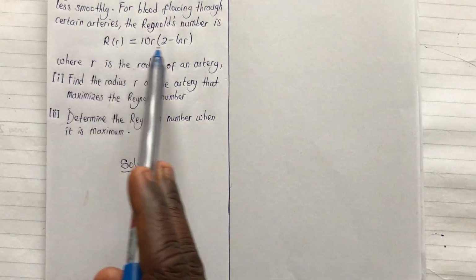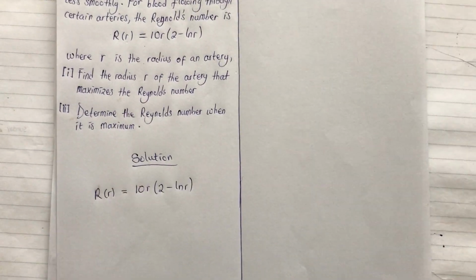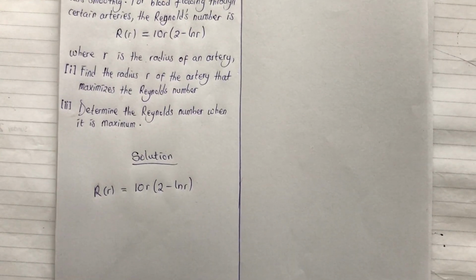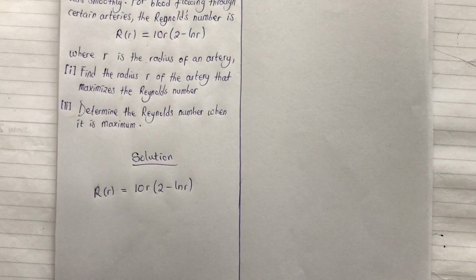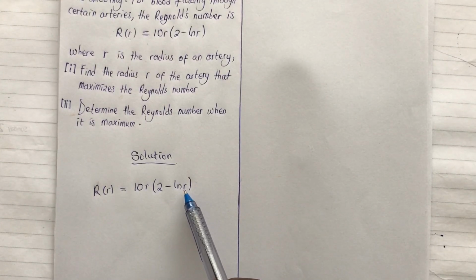Alright, so this is what we have. Let's see how we can handle it using calculus. So first we would have to put down our equation. We have R = 10r(2 - ln r). So the next thing we have to do now is to understand the question. The question says we should find the radius of the artery that maximizes the Reynolds number. That means we are trying to locate r by making r the subject.